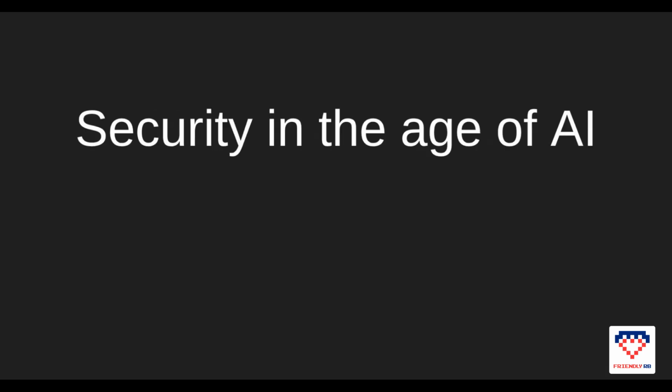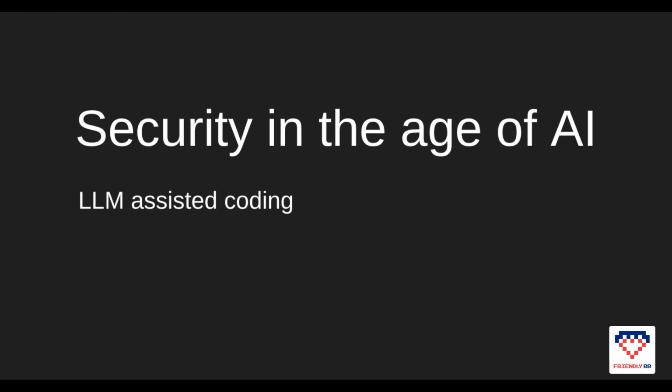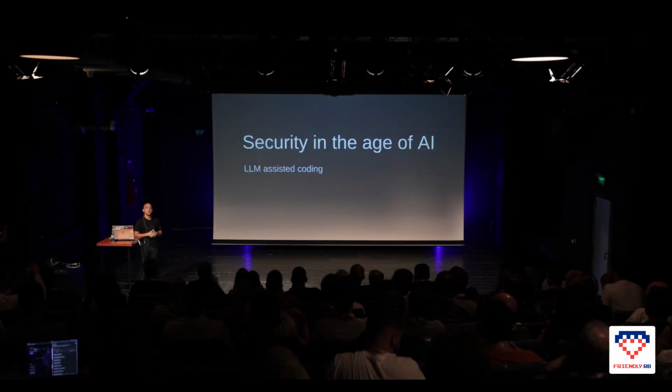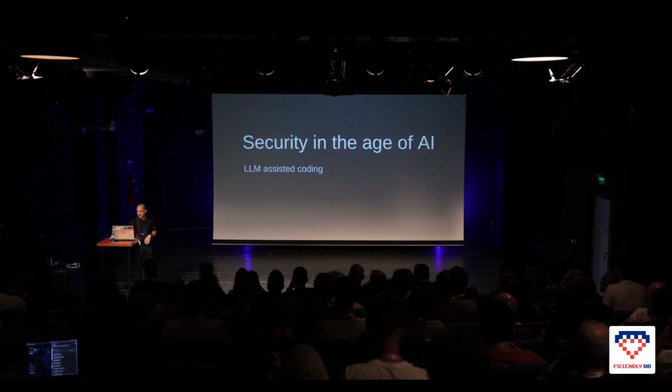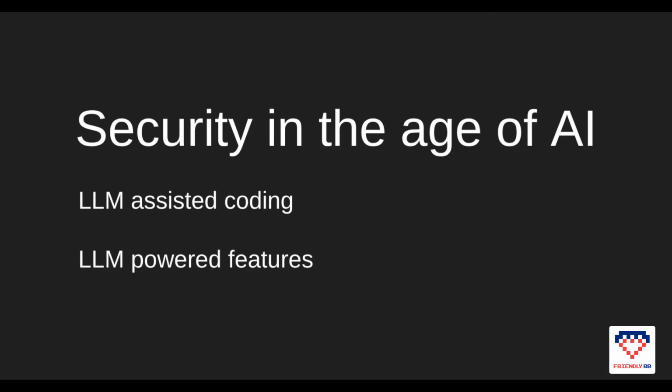Of course, I'm joking. So we are talking about security in the age of AI. And I'm going to talk to you about 2 things. The first one is LLM-assisted coding. And how many of you are using LLMs for coding? Pretty much almost everybody. Nice. And the second part is going to be about LLM-powered features.